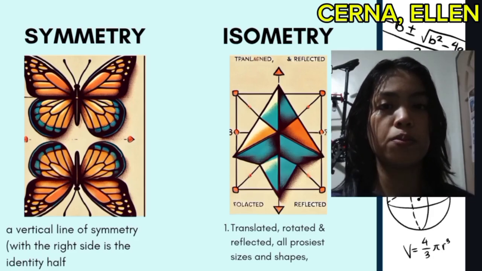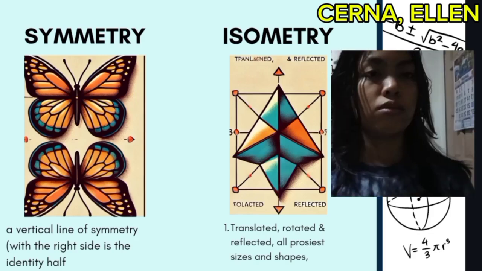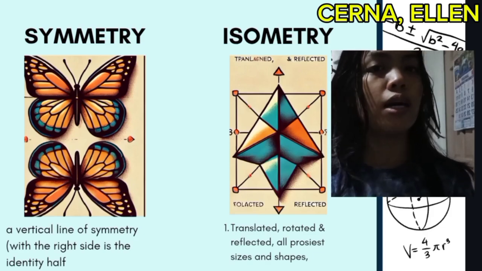A triangle drawn on a piece of paper. If I pick it up, rotate it 90 degrees, and place it back down, it still has the same shape and size. It hasn't been stretched or altered. This is an example of rotational isometry because the object undergoes a transformation, but it keeps its original form.